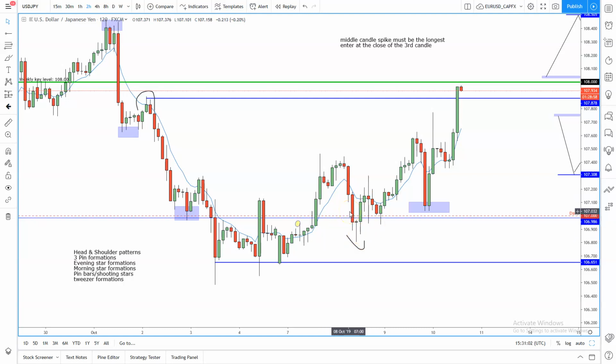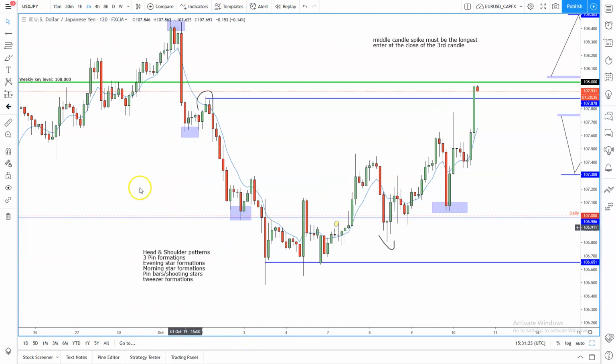In terms of how to trade these, you also take a trade after the close of the third candle. If the third candle is really long, you just measure 50% or 40% of the third candle and place your trades there. And now let's look for an evening star candlestick formation.